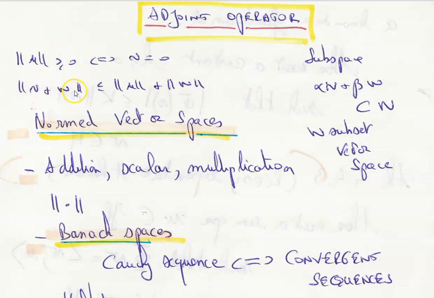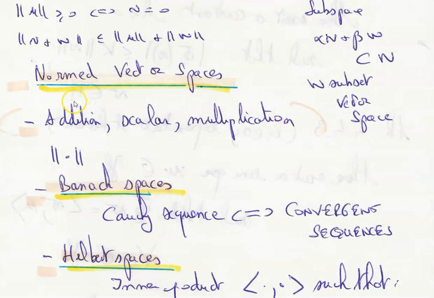So the norm of V plus W is always less than the sum of the norm of V and the norm of W. Okay, this is the basic triangular inequality. Now let's consider a subspace, and two vectors V and W. W is a subset of the vector space, and alpha and beta are scalars from C or R. Alpha V plus beta W is included in the vector space.